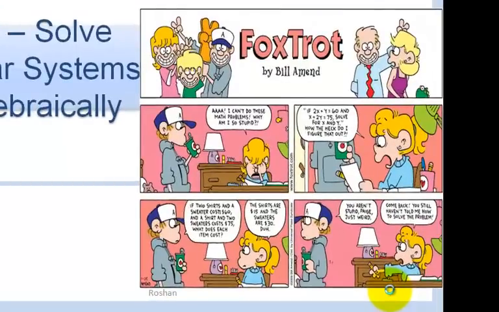I can't do these math problems. Why am I so stupid? If 2x plus y equals 60 and x plus 2y equals 75, solve for x and y. How the heck do I figure that out? If 2 shirts and a sweater cost $60 and a shirt and 2 sweaters cost $75, what does each item cost? The shirts are $15 and the sweaters are $30. Duh. You aren't stupid, Paige, just weird. Come back. You still haven't told me how to solve the problem.